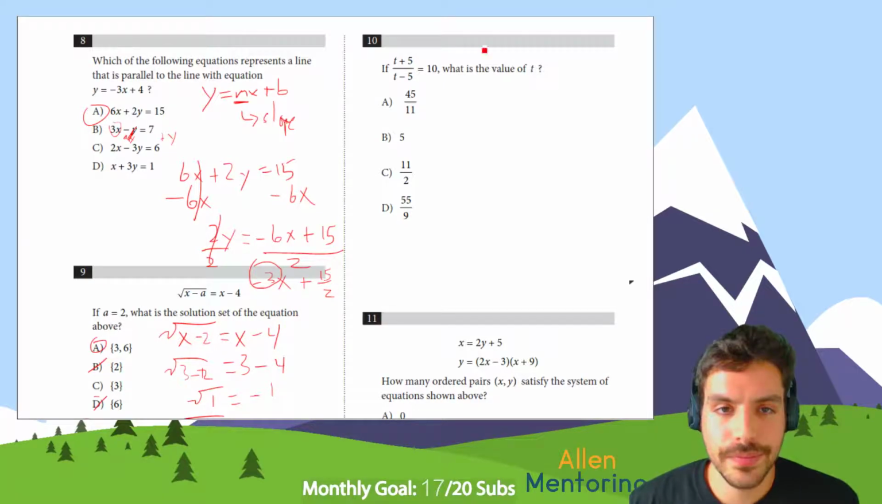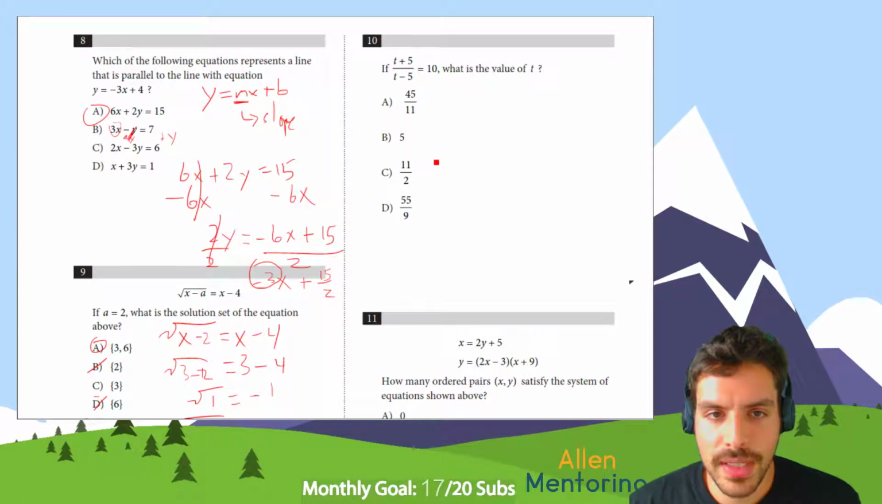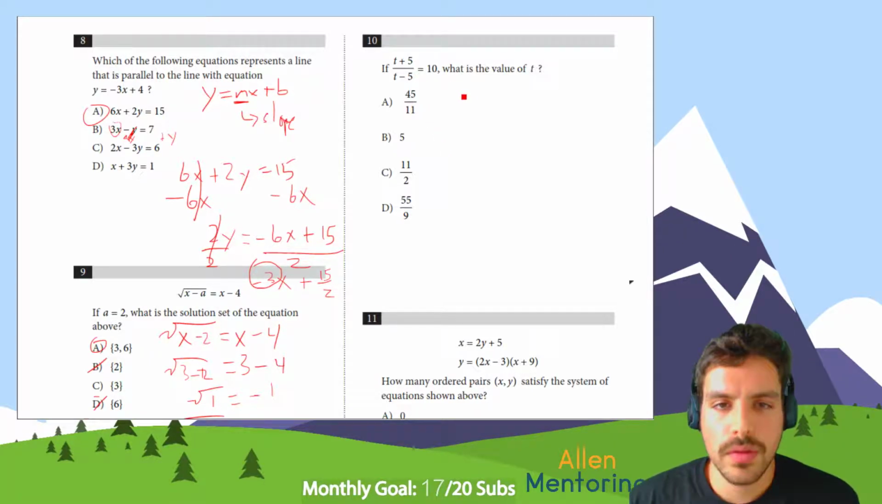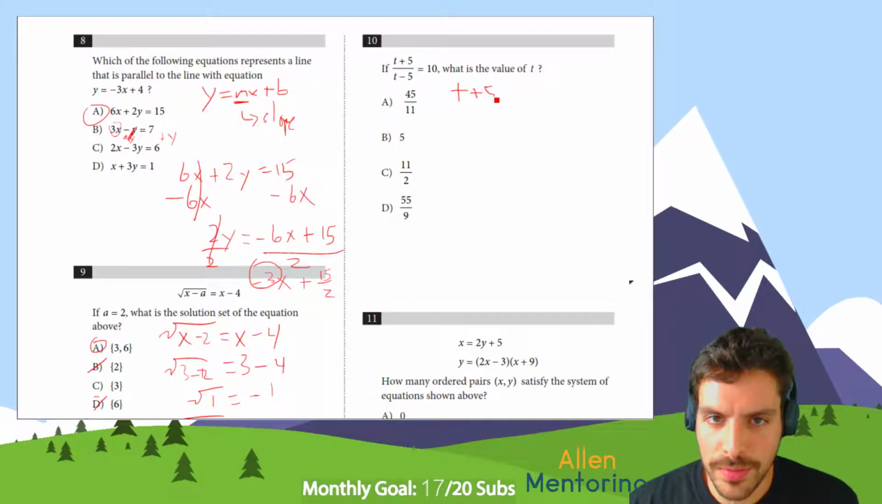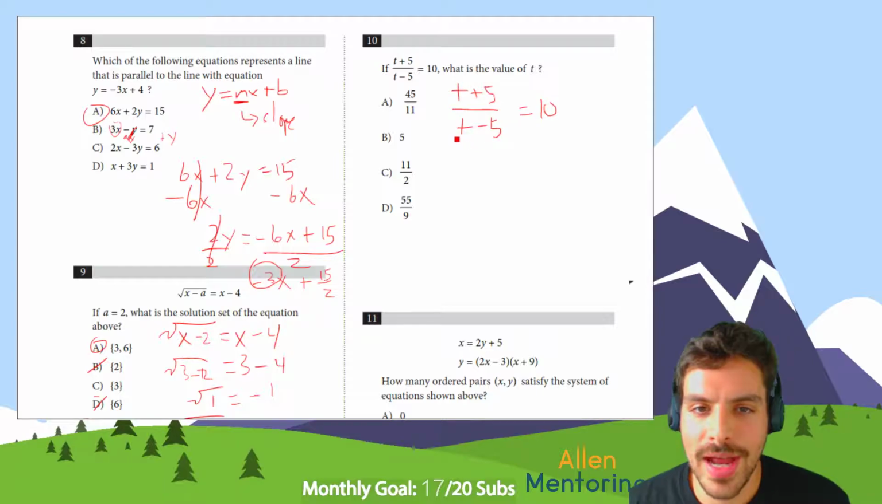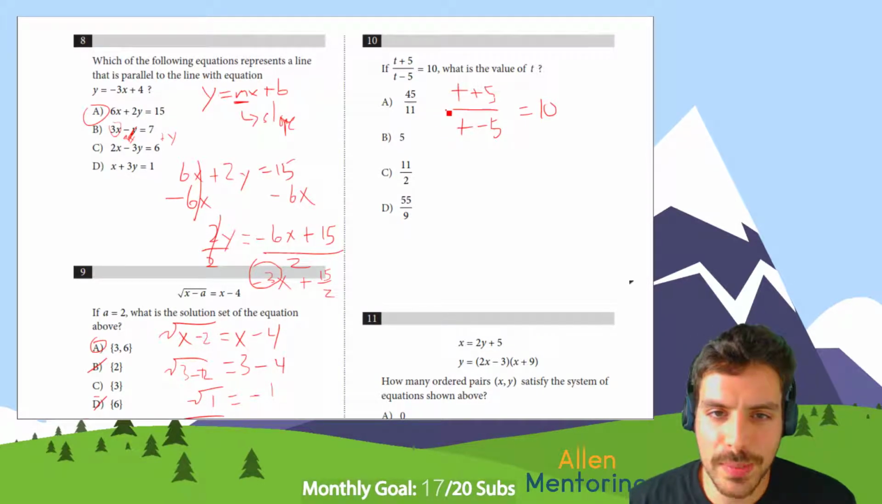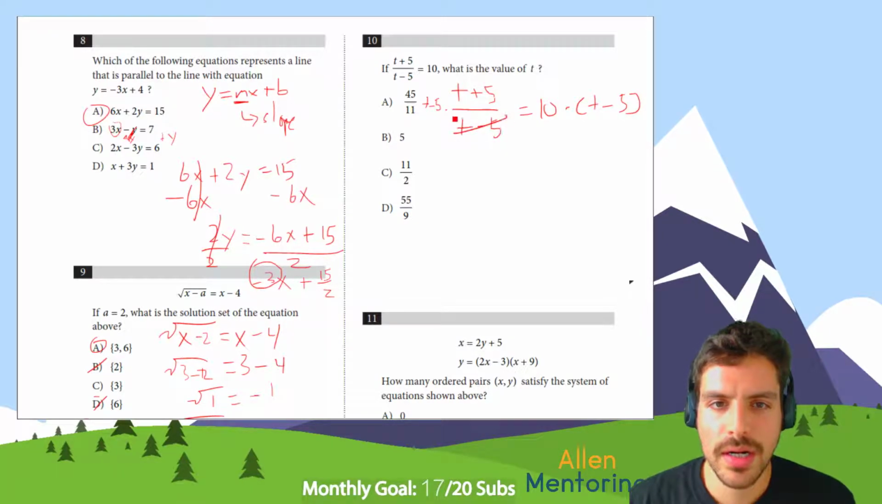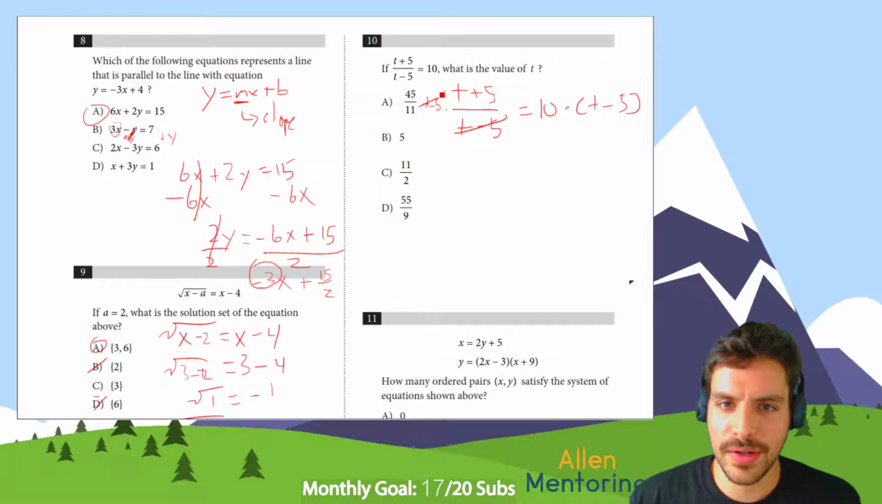So number 10, if t plus 5 over t minus 5 is equal to 10, what is the value of t? Okay, so we've dealt with these problems before. They're not intimidating to us because we know to get rid of denominators, all we have to do is multiply both sides by the denominator. Okay, that's all we're doing. Multiplying both sides by the denominator so that we can cross this out. It's a very fun, fair strategy.